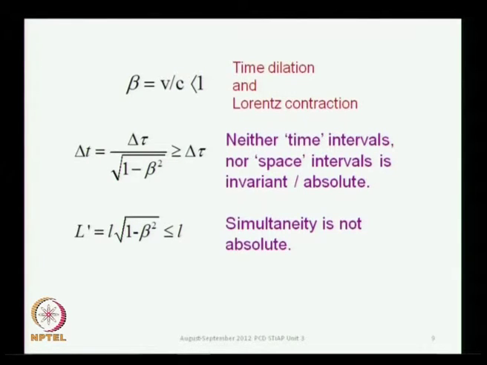This is guided by a reconciliation with our notion of simultaneity. What is simultaneous for one observer is not necessarily simultaneous for the other, and then one needs to ask that if neither space nor time intervals are invariant under Lorentz transformations, what is it that is invariant? And that is the quantity of interest.